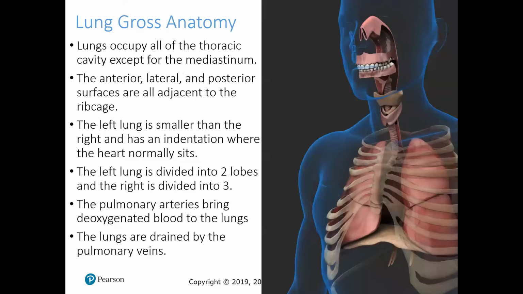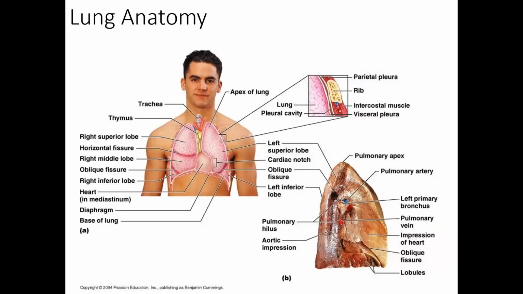And okay, I mentioned all this already. We already know how the lungs are supplied with blood. The pulmonary arteries bring deoxygenated, lower in oxygen blood to the lungs, and then we reoxygenate them and send them back to the left atrium via the pulmonary veins. And I already said all that.